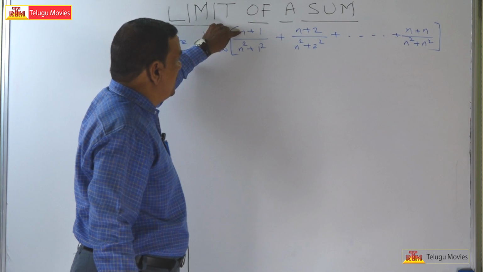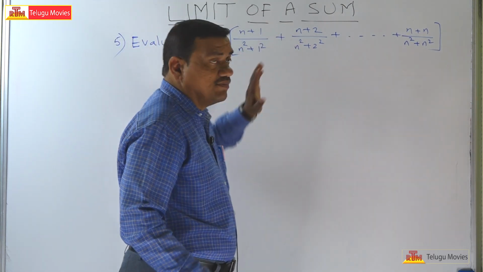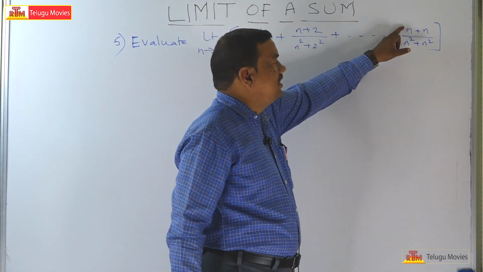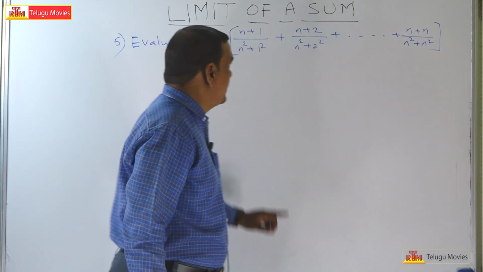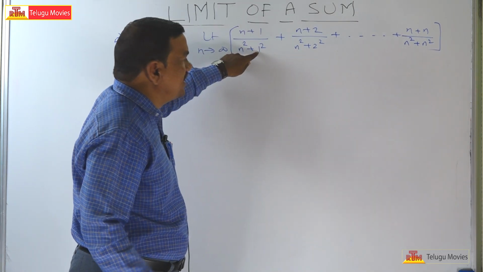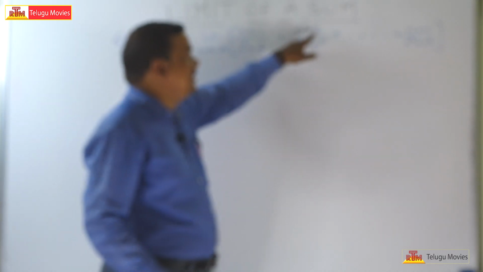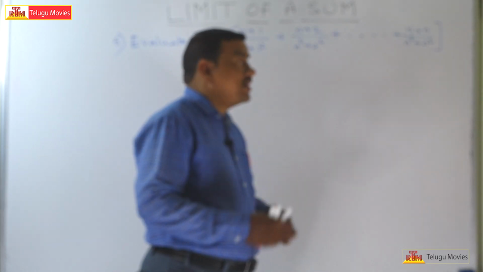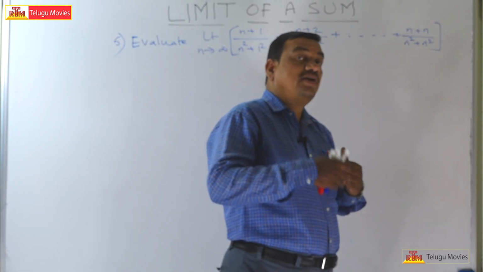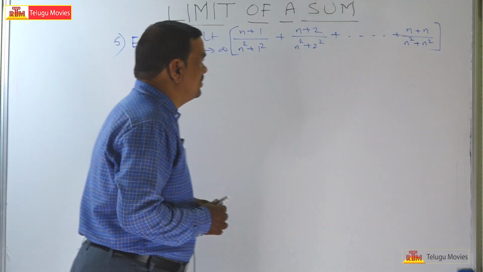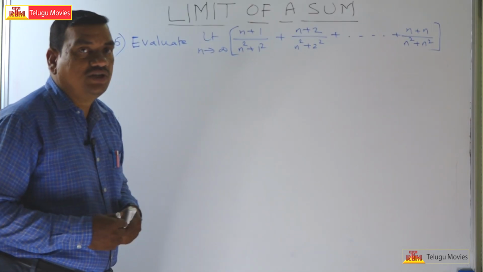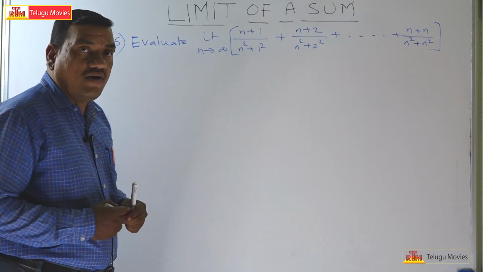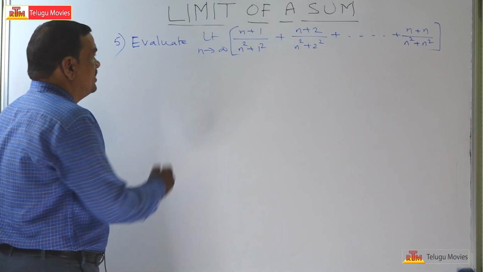See here, n square, observe the first term, n square. Here also n square, okay. Second one, if it is 1, the denominator 1 square is there. Here it is 2, denominator 2 square is there. If it is 3, 3 square is there. Last one, n, denominator n square is there. So let us observe that pattern. Then how to convert this into our limit of a sum problem. Okay, so let us see here.